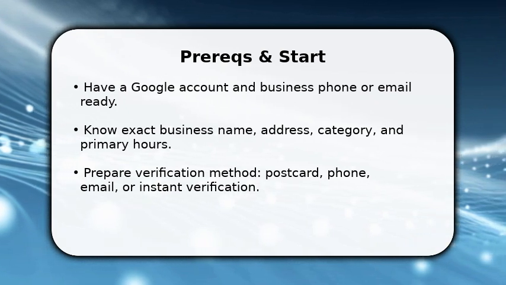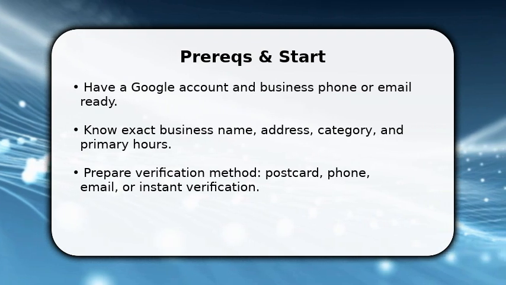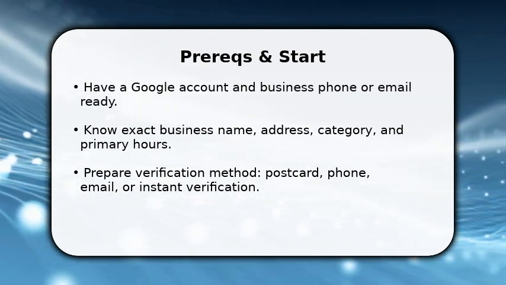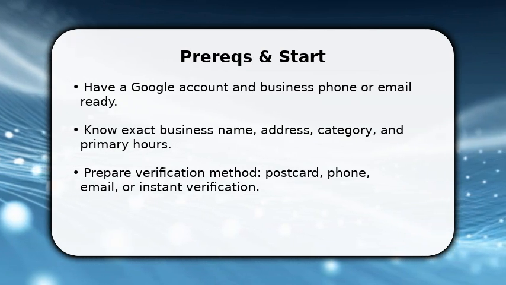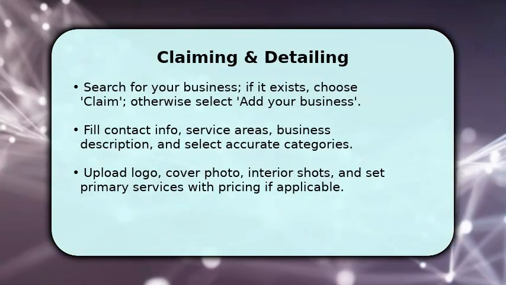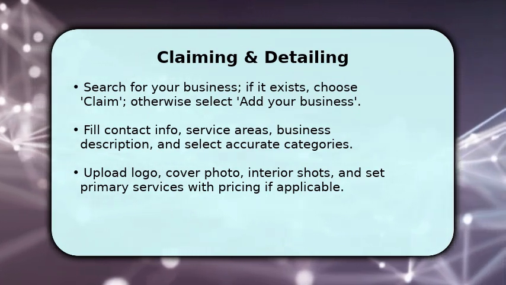They improve visibility. This first step locks in your identity on Google and prevents future listing conflicts, so act deliberately and accurately. You'll now claim or create the listing in Google Business Profile Manager. If a listing exists, claim it. Otherwise, add a new business and enter service areas and contact details.